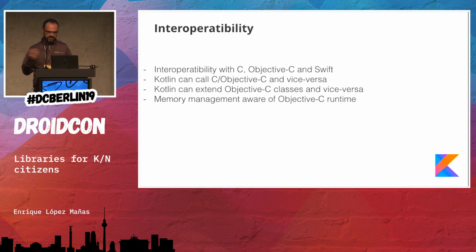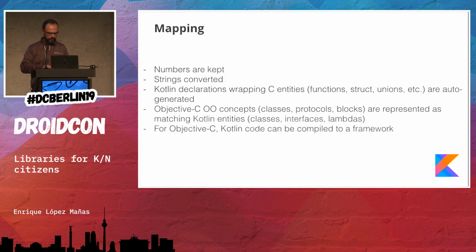It provides interoperability with Objective-C, C, and Swift, and the other way around. Not with C++, which is not a surprise because C++ cannot work with C++, so nothing new on the zip. Kotlin can call all those languages. We can extend Objective-C classes, for example, and the memory management is aware of what the Objective-C runtime is doing.